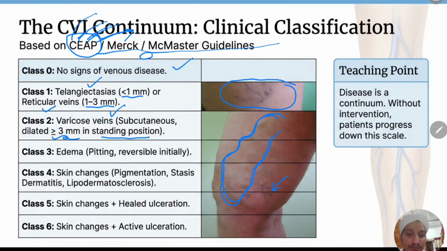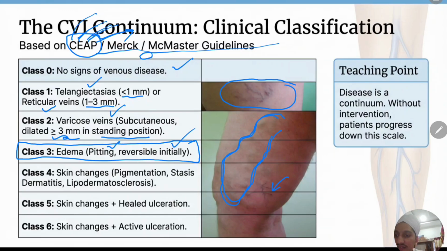Why are these visible? Because there is valvular failure, and when the patient walks or stands, instead of going forwards and upwards to the heart, the blood is pumped back towards the superficial veins. That's why these varicose veins develop. Class 3 is the first stage where you see a clinical sign, that is edema, and this is a pitting edema, and it is reversible initially.